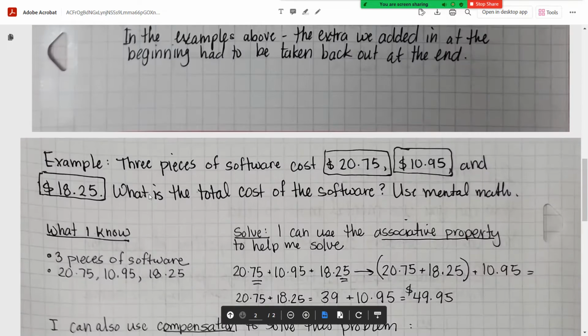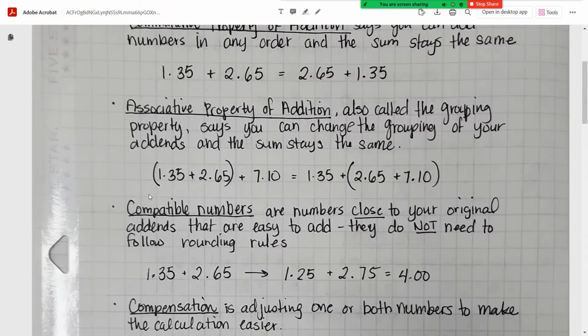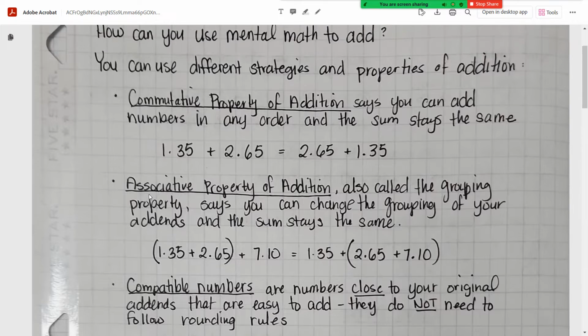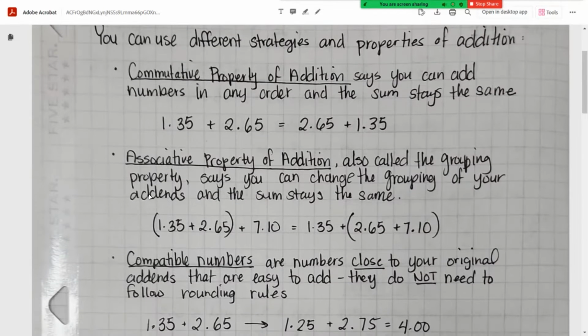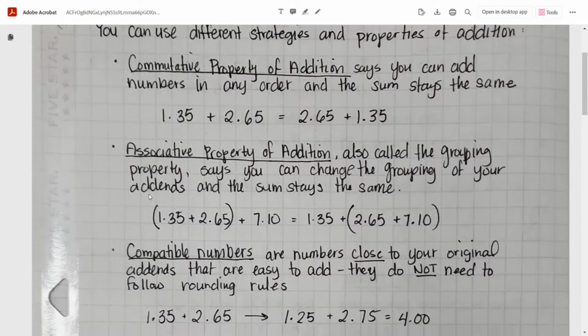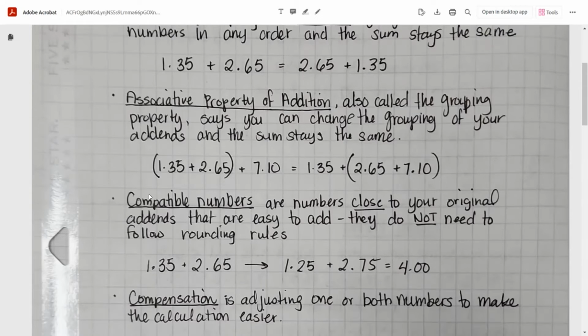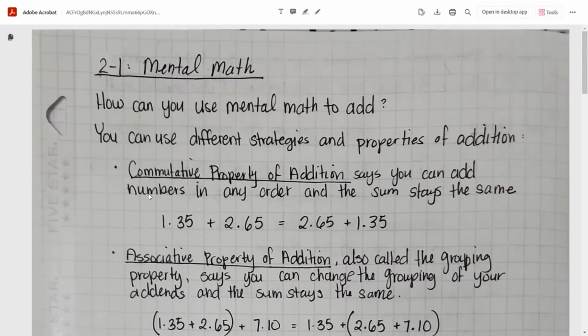That takes us to the end of our lesson. Remember, you have multiple strategies you can lean on to solve and use mental math. You can use the commutative, the associative, you can use compatible numbers, or you can use compensation. All of those are different ways that you can complete a problem using mental math.